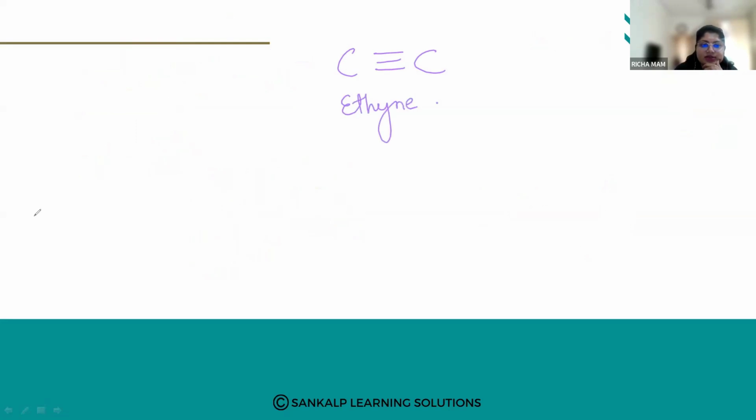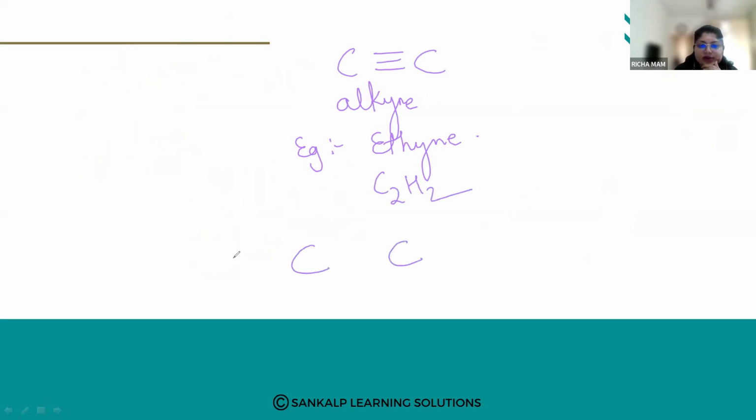Okay, they are termed as alkyne. An example is ethyne, C2H2. So let us write carbon, carbon, and hydrogen, hydrogen.